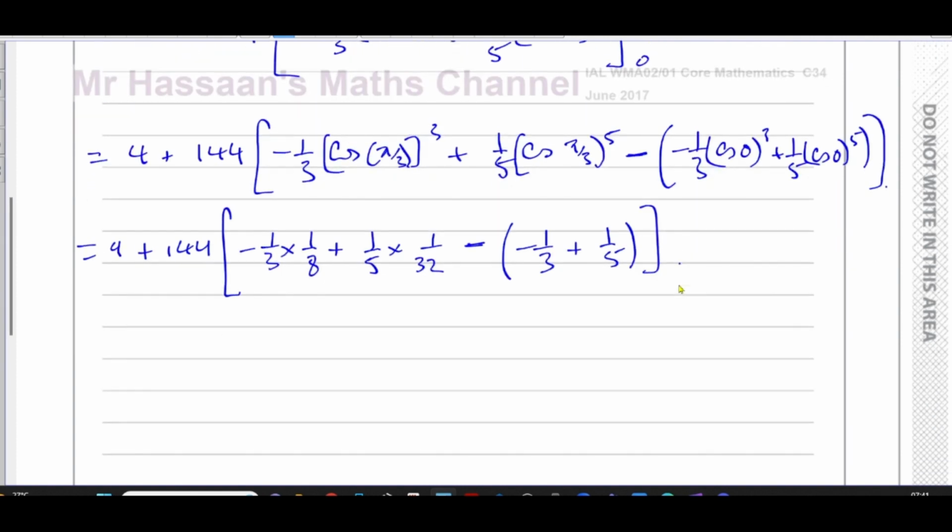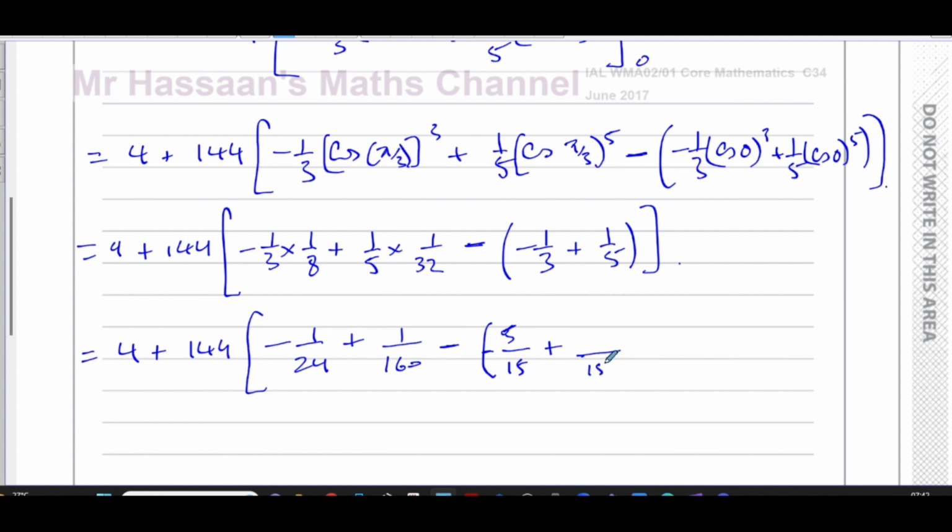Okay, so we're almost there. I could stick this in my calculator if I wanted to be lazy. I'm going to just work it out. You can put in your calculator at this stage, there's no problem. That's minus 1 over 24 plus 1 over 160. Minus, and let's just add these together. That's going to be 15. That's minus 3 over 15 plus, in fact, that's minus 5 over 15 multiplied by 5. And that's going to be 3 over 15.